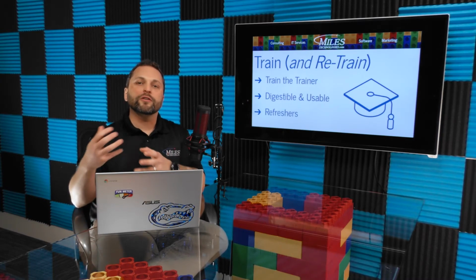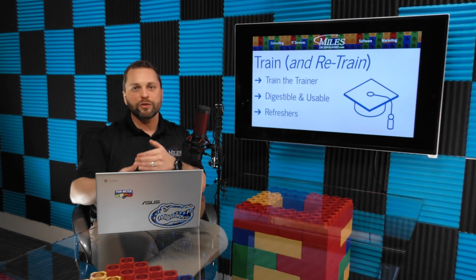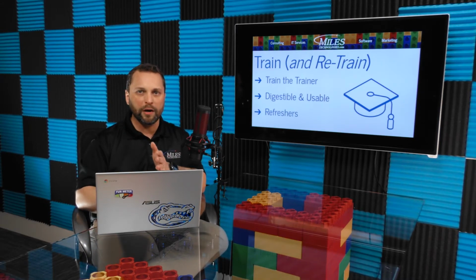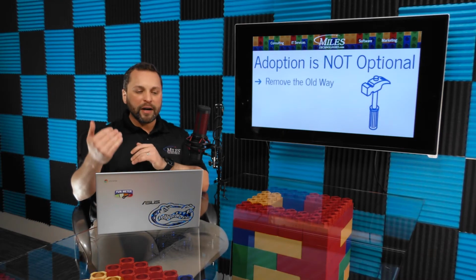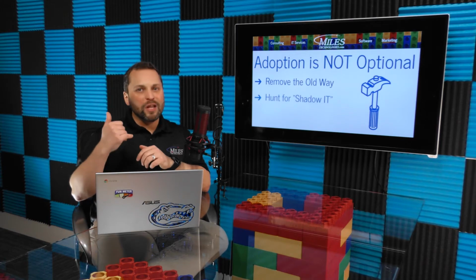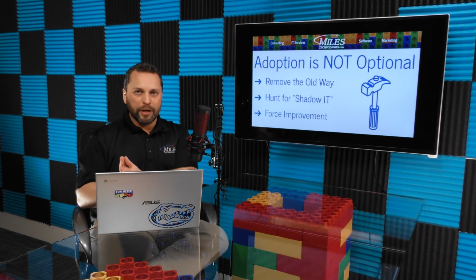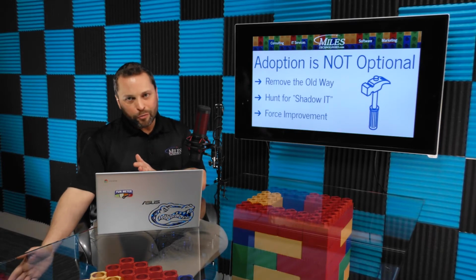And you can also update your documentation as you do those refreshers, so you can always look for better ways to do things. So make sure that people are trained well on how to use the software and what your typical processes are. And finally, take an adoption is not optional approach. So in this case, if you keep the old way available to people, they're most likely going to follow the old way of doing it.